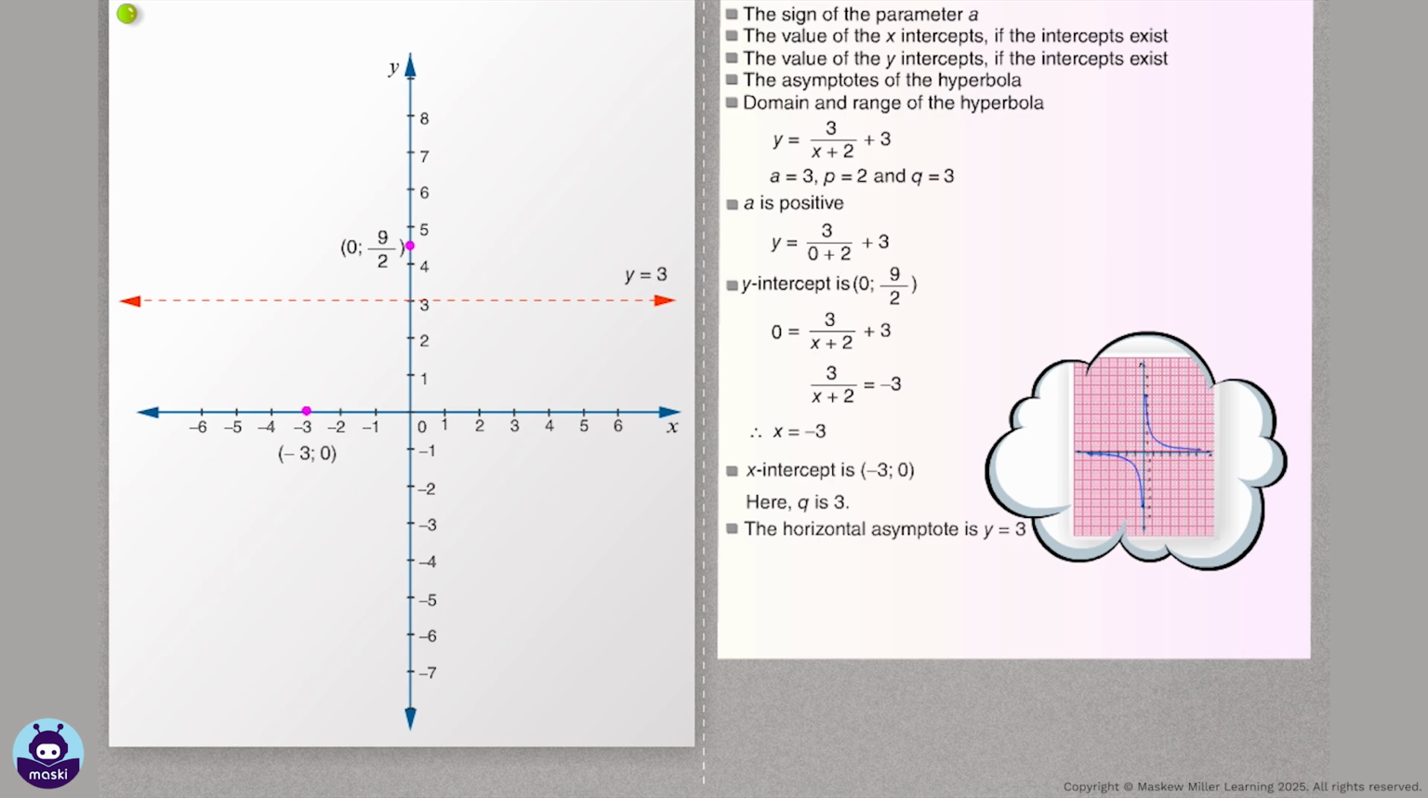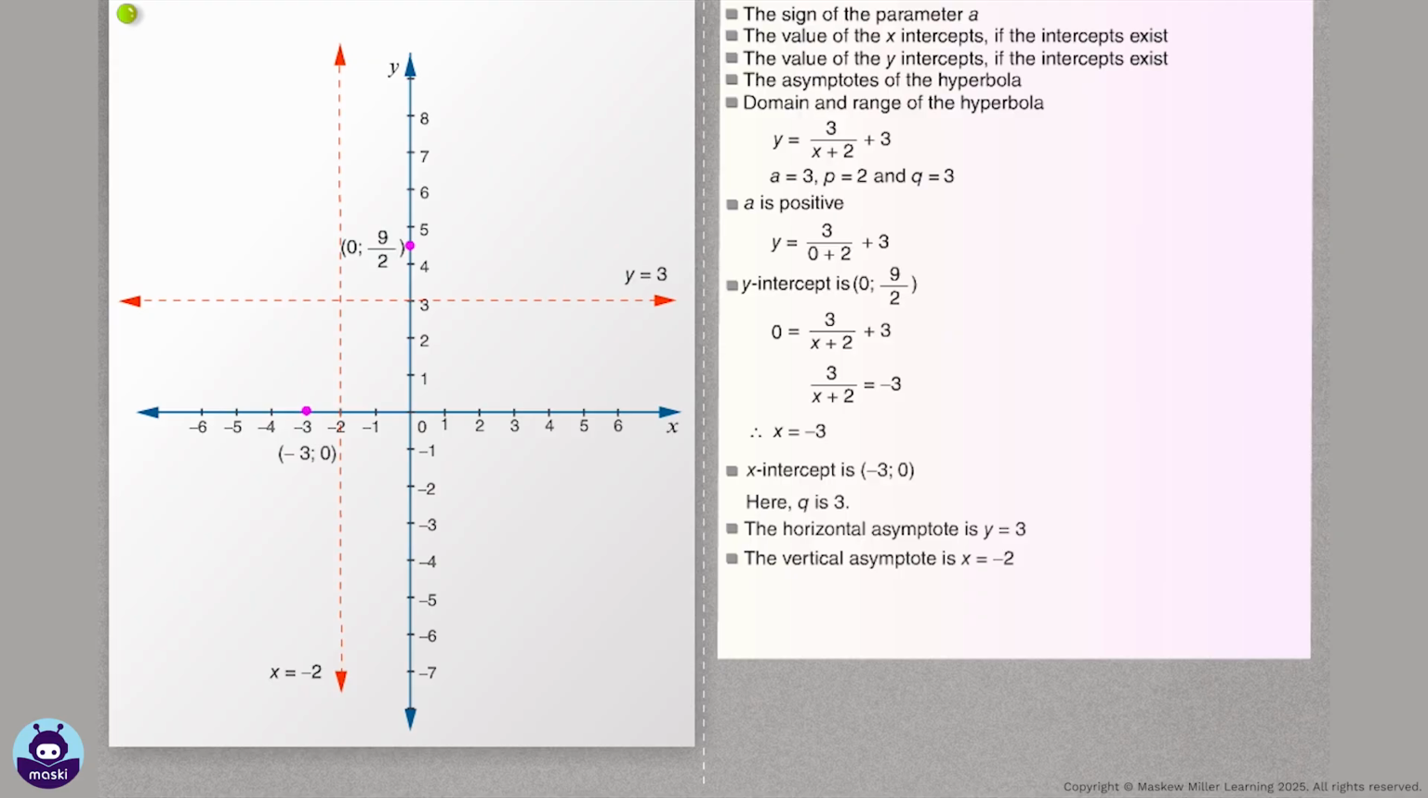The vertical asymptote of any hyperbola in this form is x equals -p. The vertical asymptote is x equals -2. We now sketch the graph of the hyperbola passing through the intercepts after sketching the asymptotes.